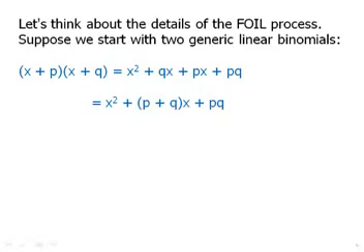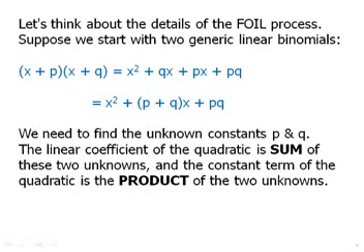Now this is very interesting. Imagine we look at our quadratic trinomial, and we see this. So really, that linear coefficient is p plus q, and that constant term is p times q. So in other words, the linear coefficient of the quadratic is the sum of the 2 unknowns we're looking for, and the constant term of the quadratic is the product of the 2 unknowns. Very interesting. Let's apply this in a problem.